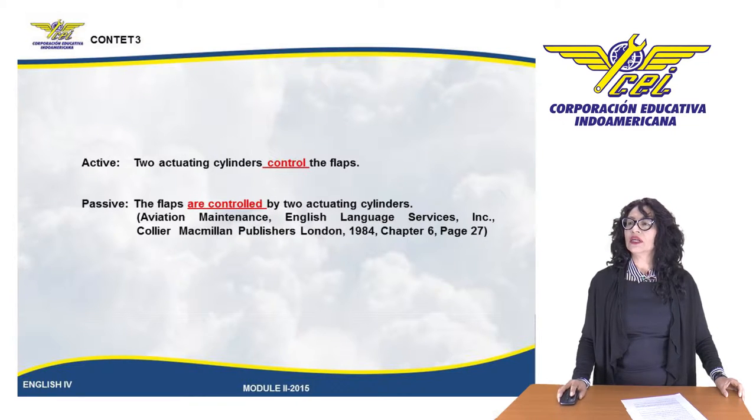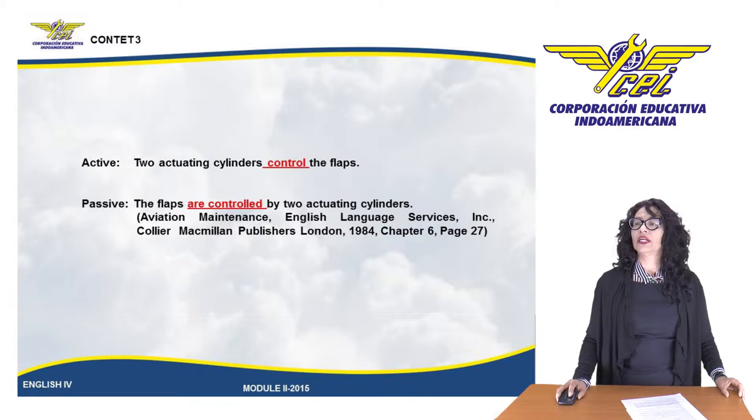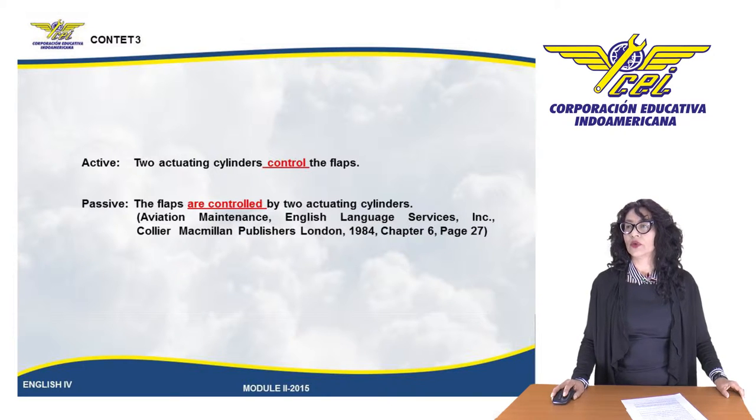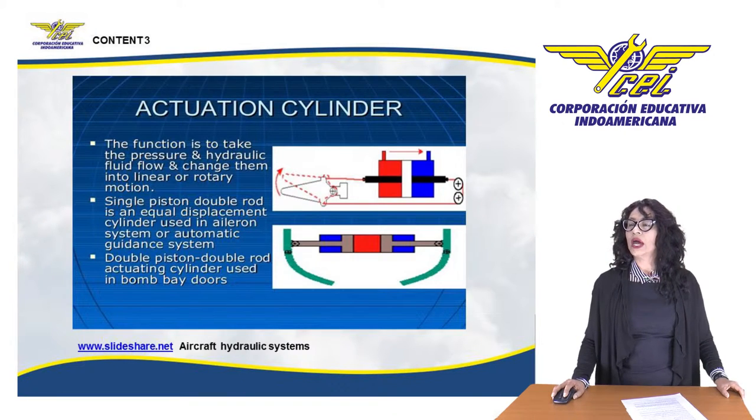Okay, the second example is with the use of a regular verb, an active verb. Two actuating cylinders control the flaps. Changed to the passive verb: the flaps are controlled by two actuating cylinders. These examples are taken from Aviation Maintenance English Language Services. And we have the other image here, showing where the actuating cylinders are.